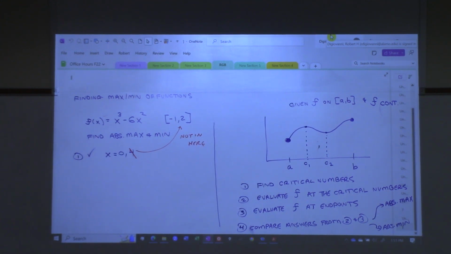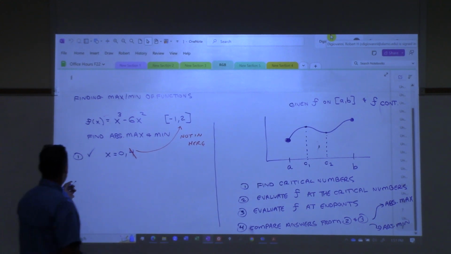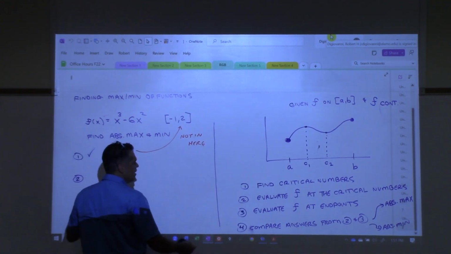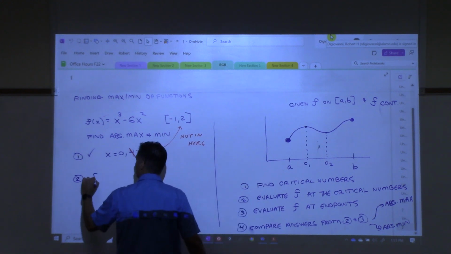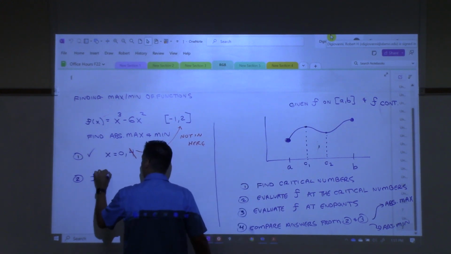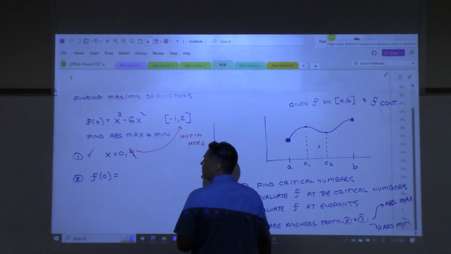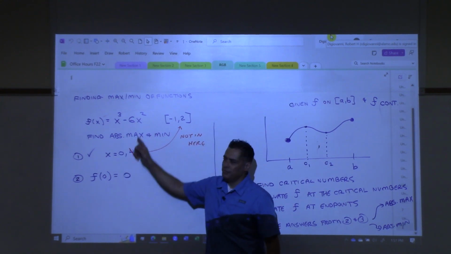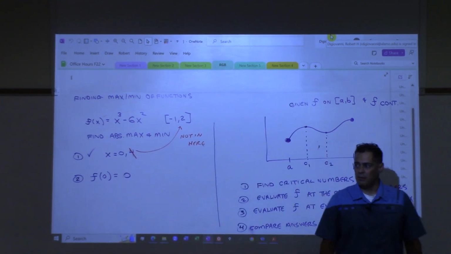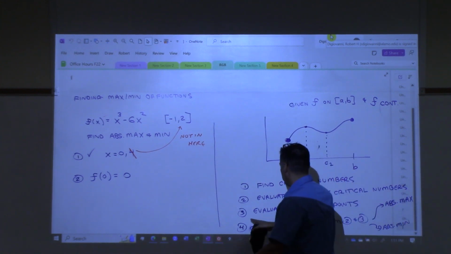All right. Now, step 2. I'm going to evaluate the original function at the critical number. So I'm going to take the original function f, and I'm going to plug in 0, right? Isn't that nice? What's f of 0? 0, right? F of 0 is 0. Plug in 0 in that function, you get 0. All right, that's step 2.